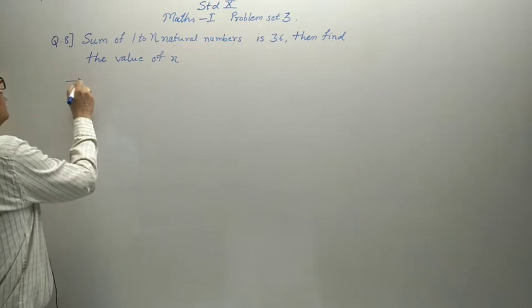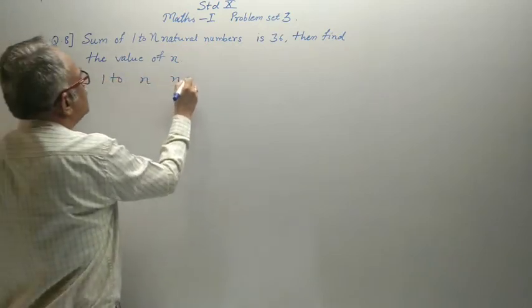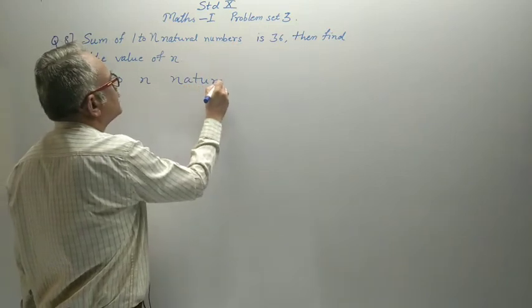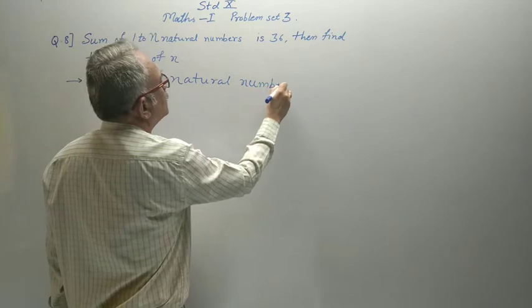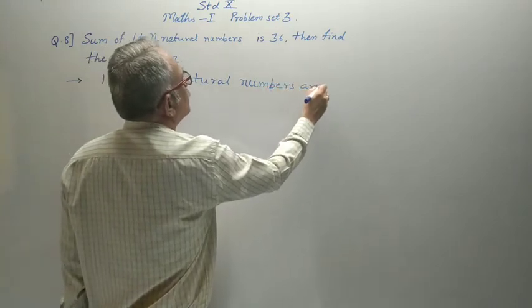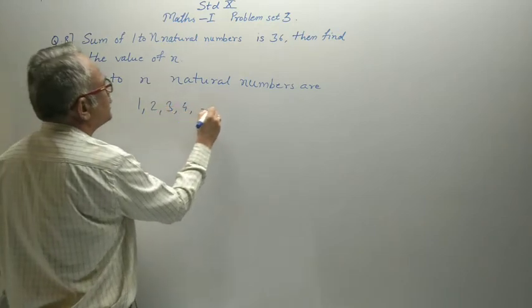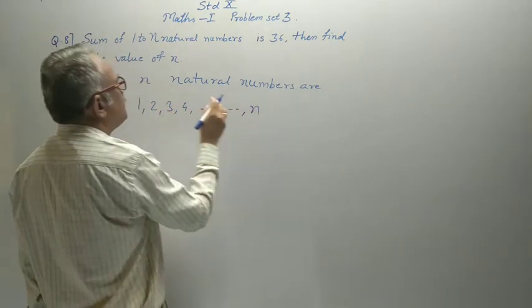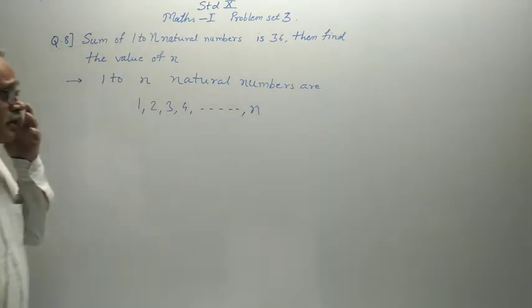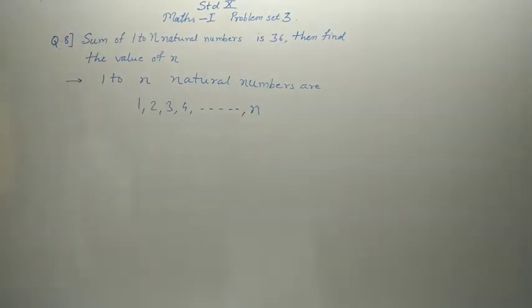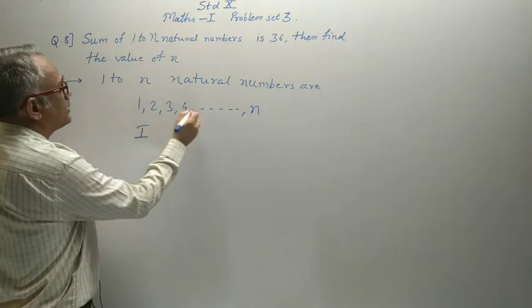So the 1 to n natural numbers are, it's told 1 to n, the last is n. So 1, 2, 3, 4, and so on up to n. n may be 5, n may be 6, n may be 8, n may be 12. That n we have to find. And what is given? We can see.